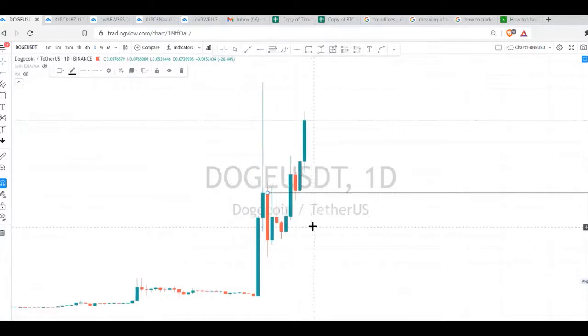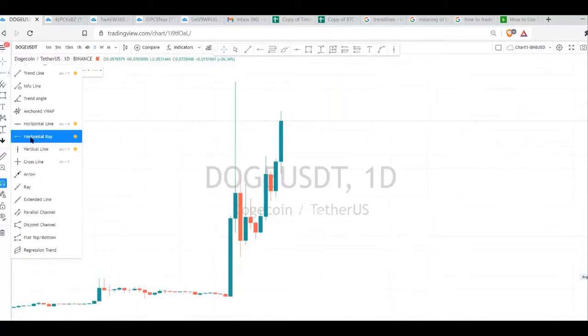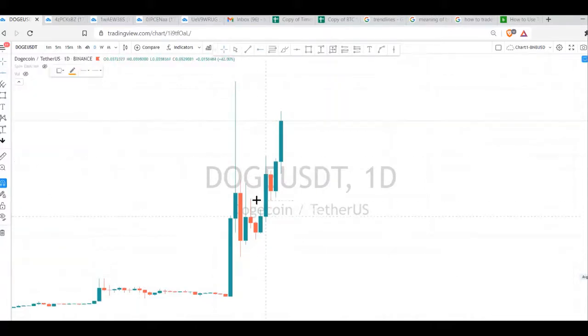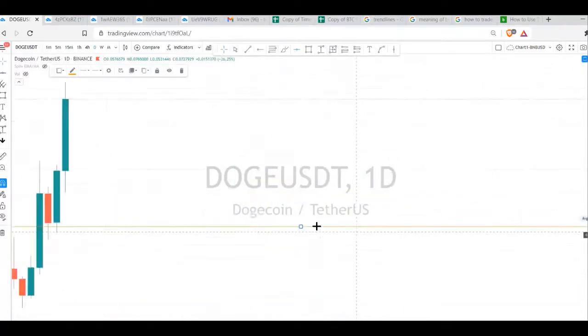So this is the line I've drawn. You see it? Now, if I don't want this short line, or half line, like I call it, I can use this horizontal line, this full one. This one is going to draw the line across the chart for you. But I don't like using that one.